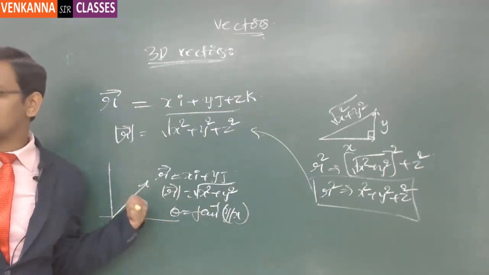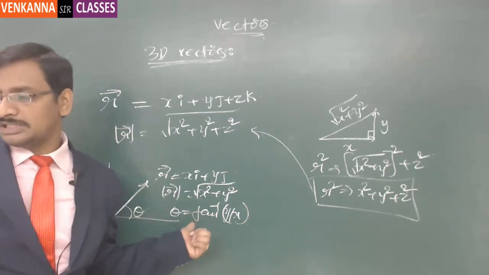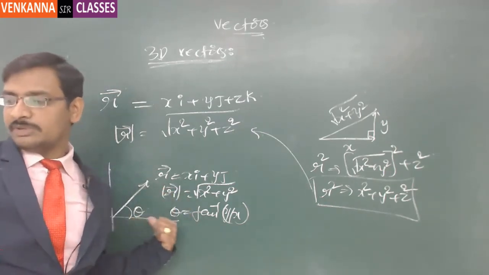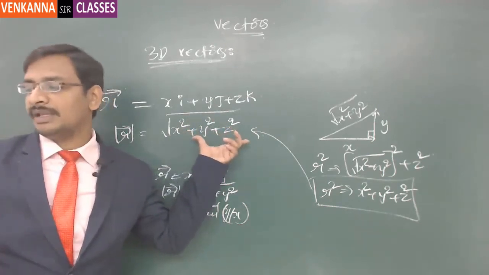So here actually in case of 2D, you will be straight away giving the theta value and you are saying that the direction of the vector is in this particular direction, which is with respect to the x-axis at an angle of theta. But how can you specify the direction of a three-dimensional vector?